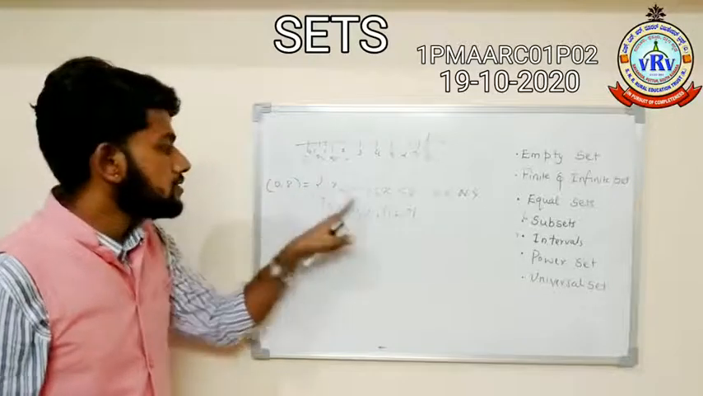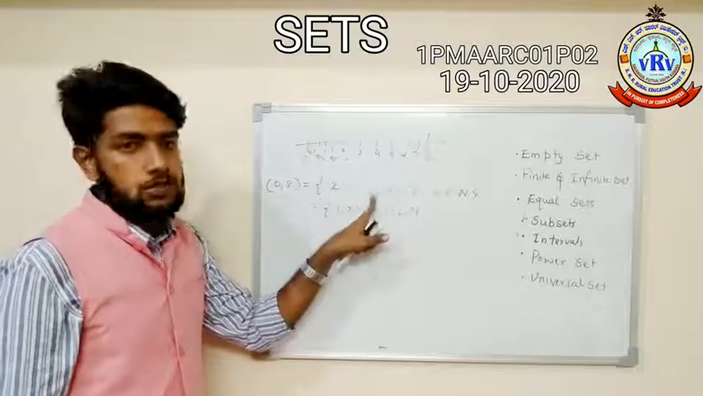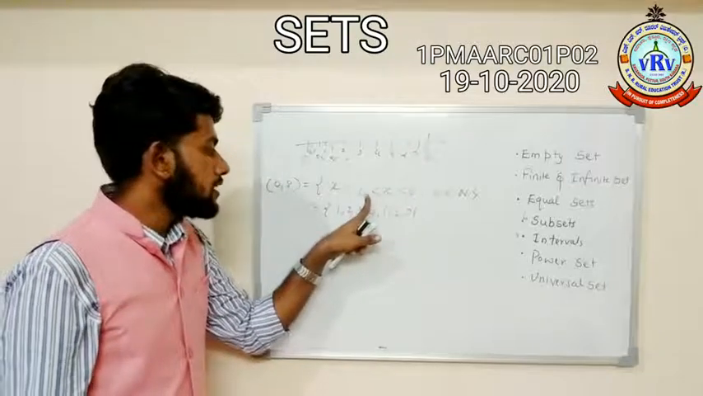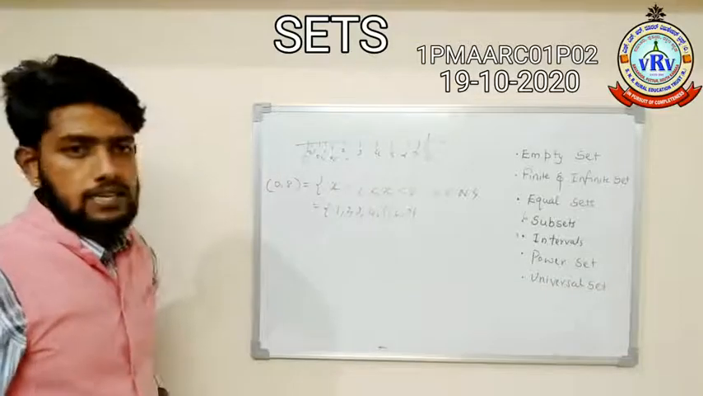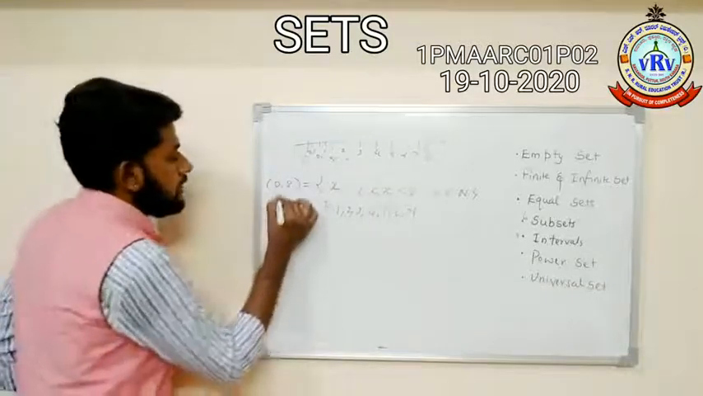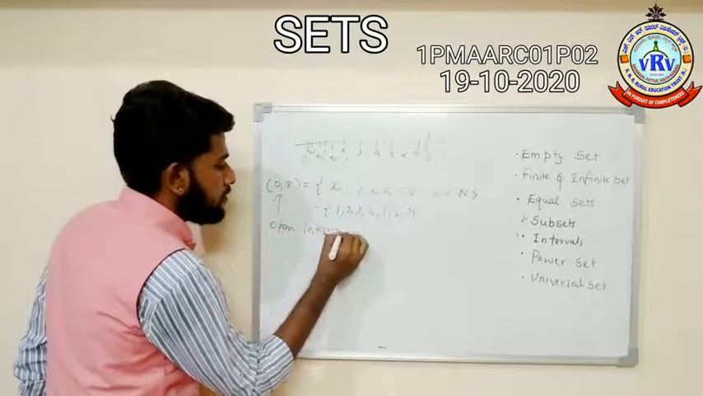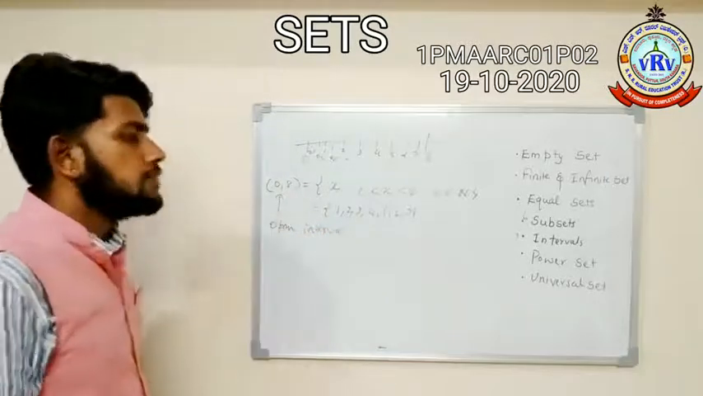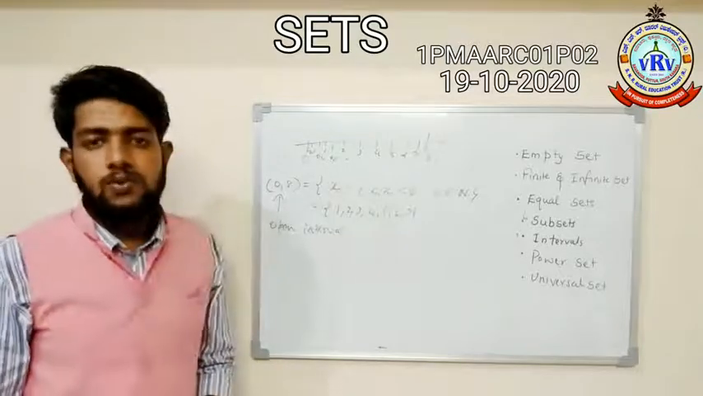Here we do not consider 0 and 8, because x should be greater than 0. It should not be equal to 0. So x should be greater than 0 and x should be less than 8. That is the number we are considering. This kind of interval is known as an open interval. We are not considering both ends of the interval.